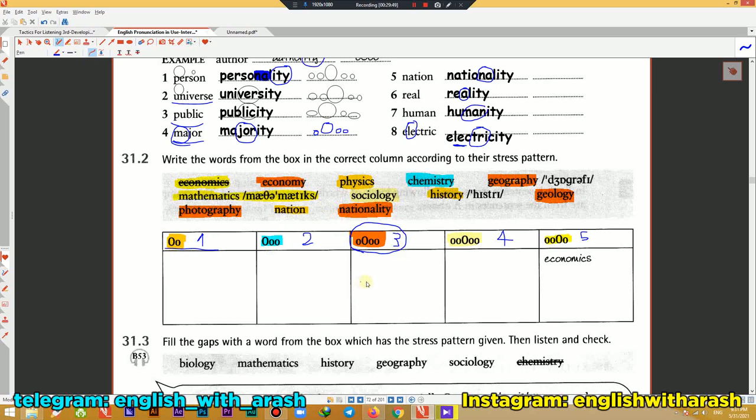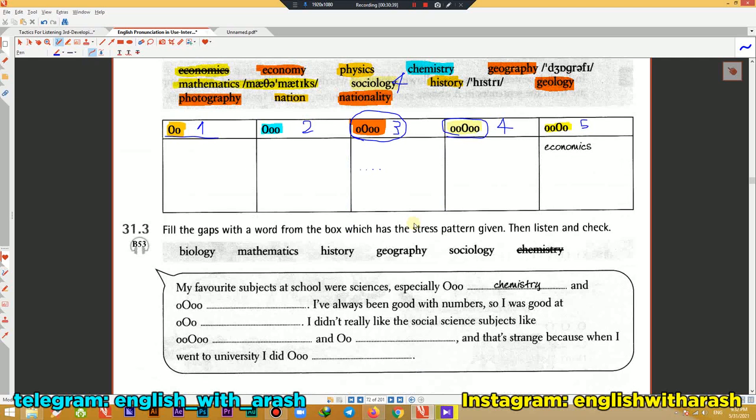Four syllables, da da da da, but we want the second one louder. So, nationality, photography, economy, geology, geography, see, R is very loud. Psychology. Yes, five was mathematics. Then we have this one, da da da da da, like sociology. Sociology. That's number four. This one is four if you don't see from. It's actually clear on my screen. Maybe you don't see that well from the live.